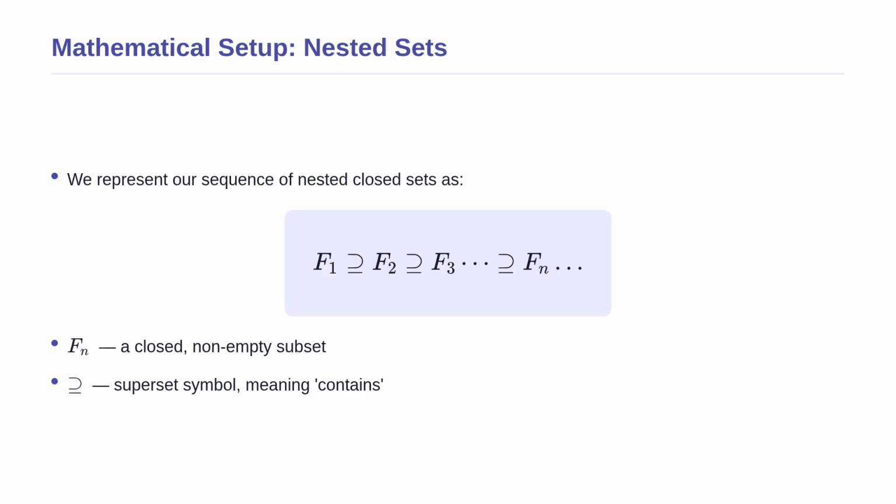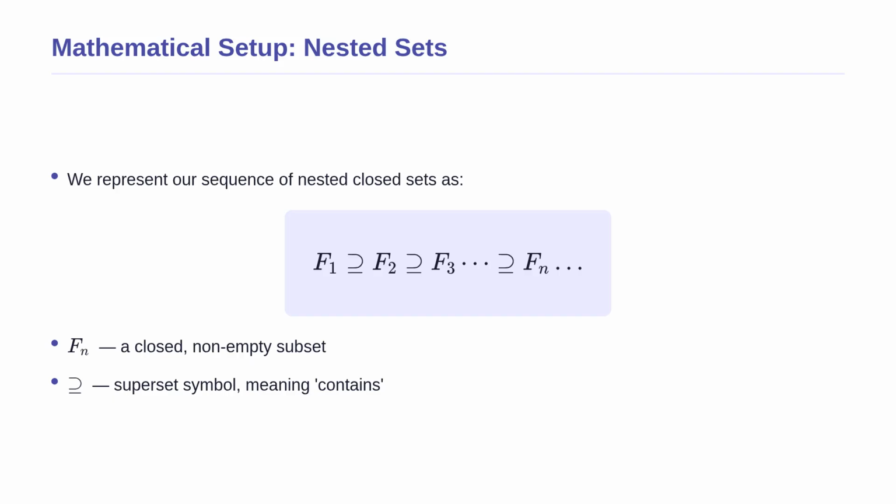This brings us to the mathematical notation for our sets. We represent our sequence of nested sets using the superset symbol. The formula shows that the first set, F1, completely contains the second set, F2. In turn, F2 contains the third set, F3. And this nesting continues infinitely for every set Fn. Conceptually, this is the mathematical equivalent of zooming in on a map.